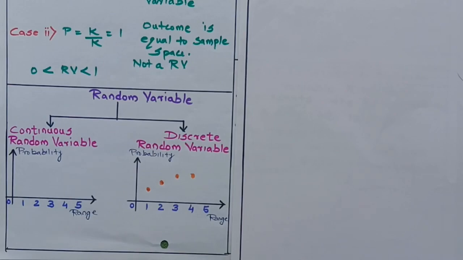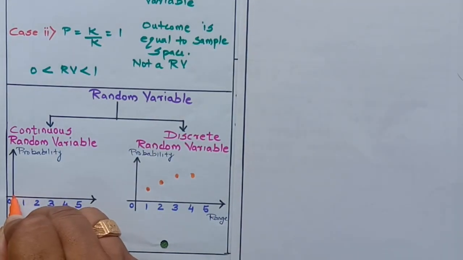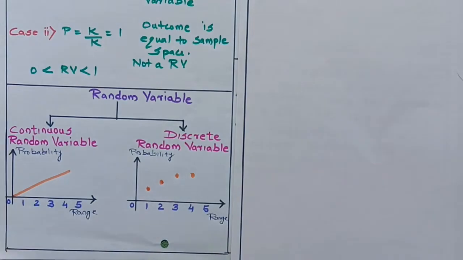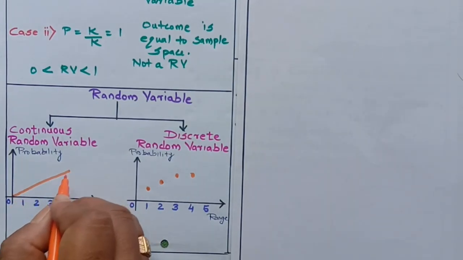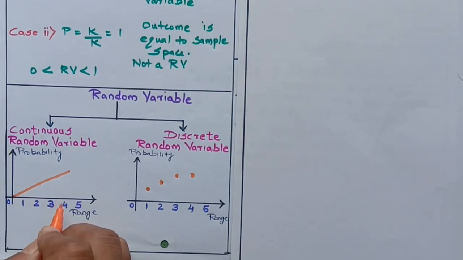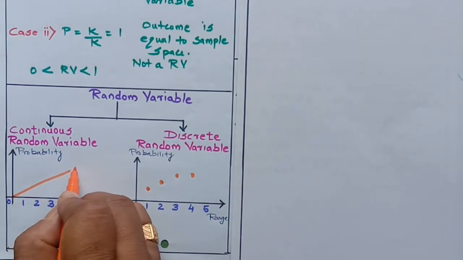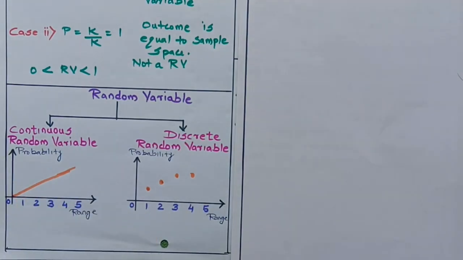A continuous random variable means, suppose it is like this one. It is not present at just fixed intervals 1, 2, 3, 4, 5. It is also present in between 1 to 2, 2 to 3, 3 to 4 and 4 to 5. So it is continuous. That's why I have drawn it like this. So, understood what a discrete random variable is and what a continuous random variable is.